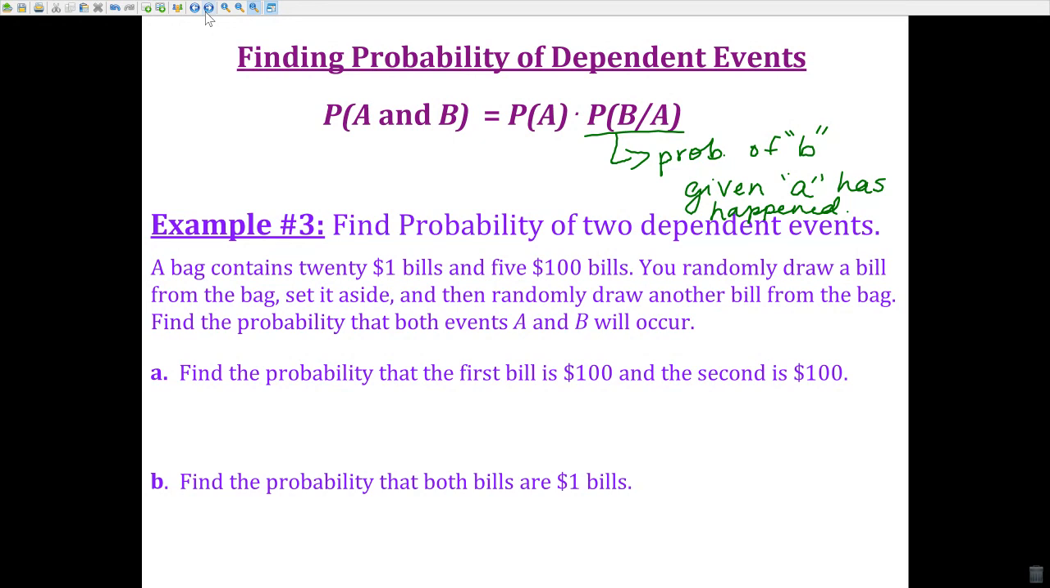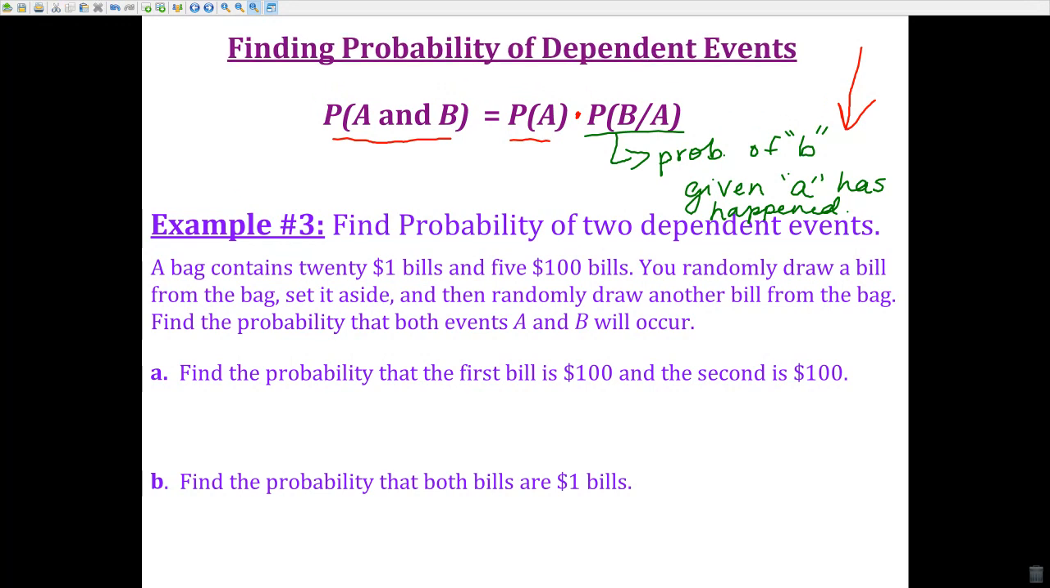Finding probability of dependent events. So this one's a little different. Okay, I left this here from before. Sorry, the probability of A and B for a dependent event is going to be the probability of A times this. And sorry, that slash right here really should be going vertical, but we don't really have a way to type that in the computer. So it really should be like this.